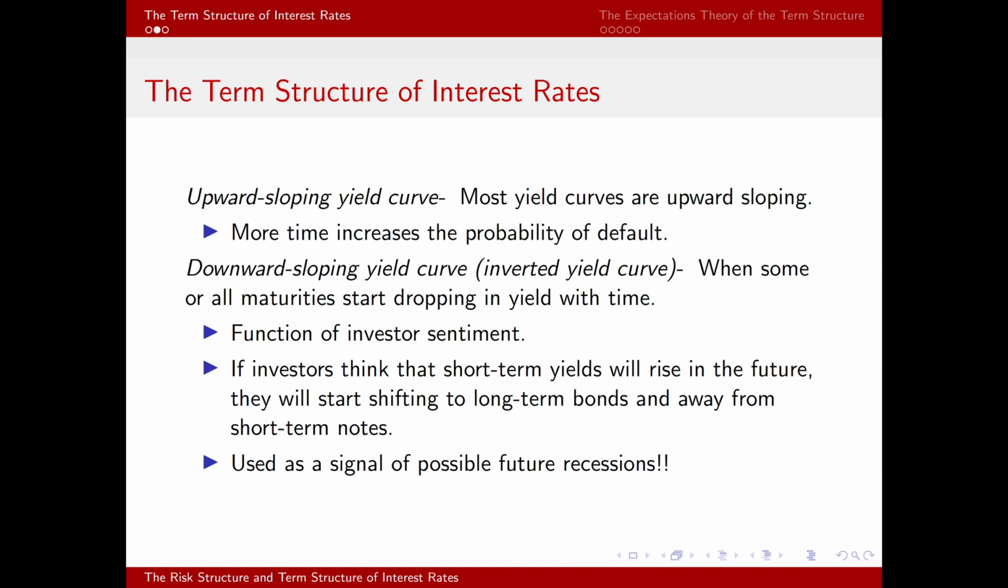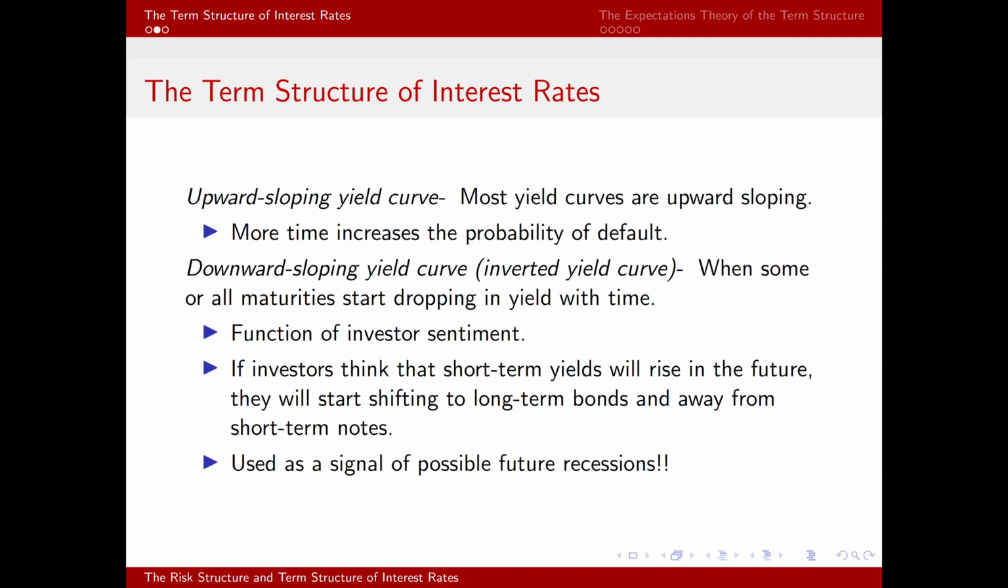However, in rare cases, we can see a downward sloping yield curve, or what we call the inverted yield curve. And this happens really specifically with U.S. Treasuries. This is when some of the maturities start dropping in yield over time. And this isn't a function of any economic outcome. Rather, it is a function purely of investor sentiment. How that works is, if an investor thinks that short-term yields are going to rise in the future, then they will start shifting to long-term bonds and away from short-term notes.